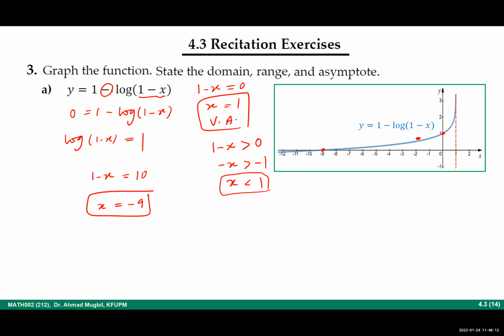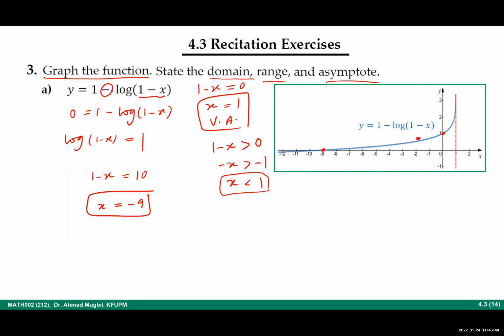Any question related to this, please? Yes. Can we solve it without drawing the graph, algebraically? It is about the domain, the range, and the asymptote. If you want to find where it is above the x-axis or below the x-axis, you can solve it algebraically. We will do that in section 4.5. But here, he just wants to sketch the graph and find the domain and the range.